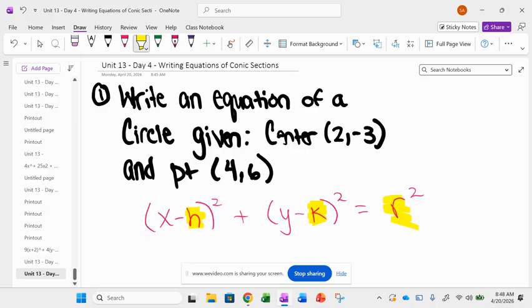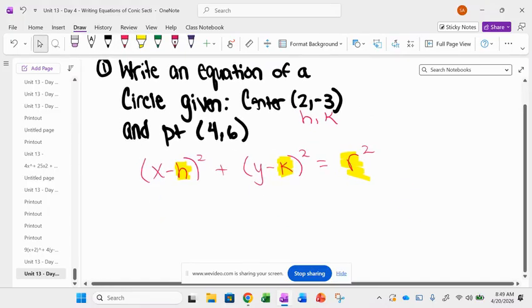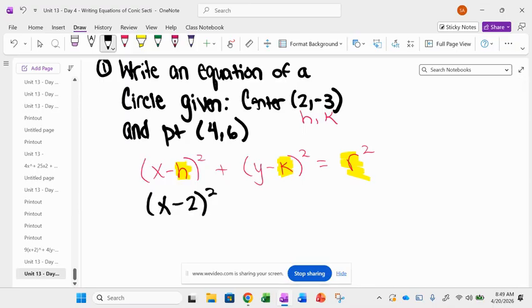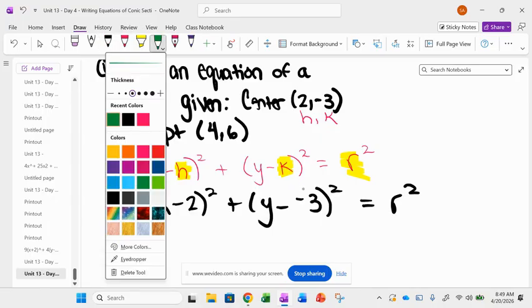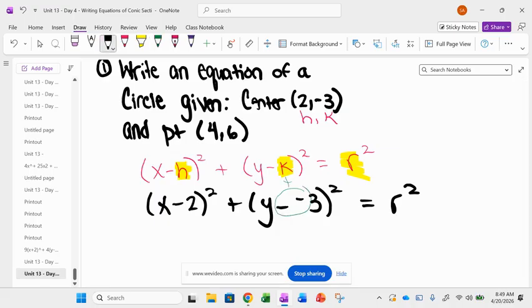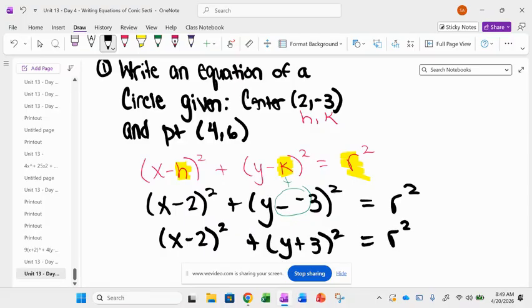Well, who remembers what does h, k represent? The center point. And don't I already have my center point, h comma k? So we're going to plug that directly in. So we're going to have x minus 2 quantity squared plus y minus negative 3 quantity squared equals r squared. And doesn't this double negative make a positive right here? So this ends up being the quantity of x minus 2 squared plus the quantity of y plus 3 squared equals the radius squared. Is this good enough?